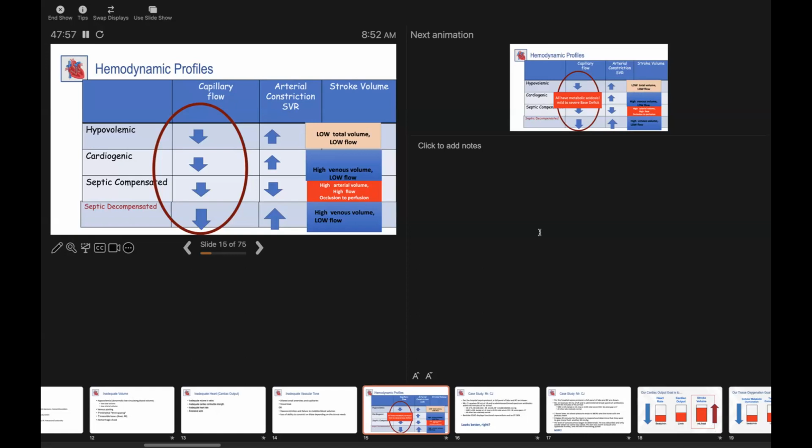And basically on a test, it's not going to be complicated. You're going to see that your filling pressures are high and your blood pressure and stroke volume are low. That's cardiogenic shock. Your filling pressures are low and your blood pressure and stroke volume are low. That's hypovolemic shock. Your filling pressures are normal. Your stroke volume is high, but your blood pressure is low. That's septic shock.